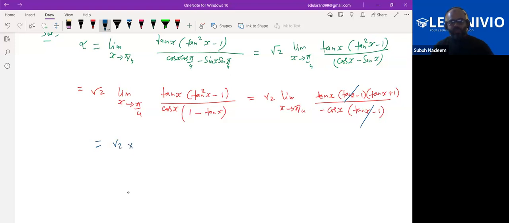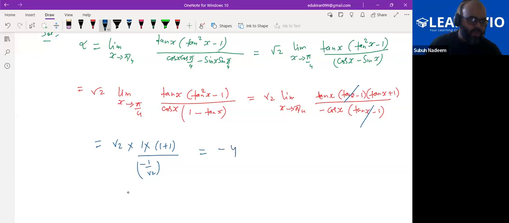Now it is easy to put x as pi by 4. So √2 is outside. Tan pi by 4 will be 1, tan pi by 4 here will be 1, plus 1 like this. And here minus cos pi by 4 is minus 1 by √2. So what we get is √2 into √2, 2, 2 into 2, 4, minus 4. So this is the value of alpha. Alpha is coming out to be minus 4. So first write this down.